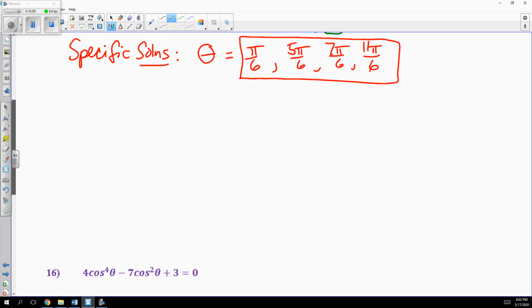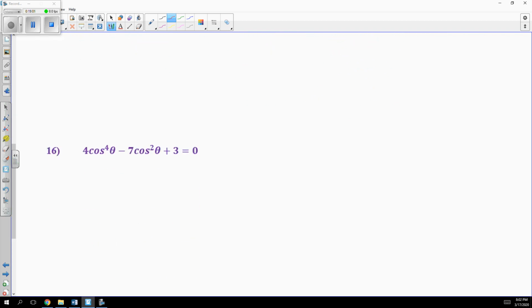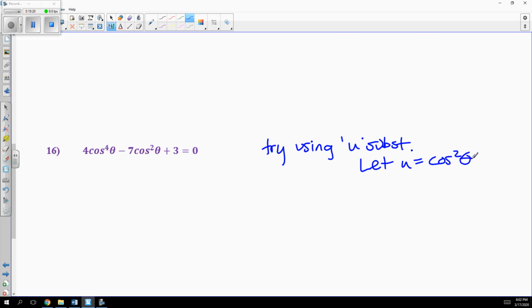All right, there's another one down at the bottom of this page, 4 cosine to the 4th theta. So again, you're going to have to remember to think about this as quadratic. For some of you, you may want to try using U substitution, like we've done before a little bit. Let u equal cosine squared theta. That would make this problem a little bit easier to solve because then you would get something like this. You would get 4u squared minus 7u plus 3 equals 0.